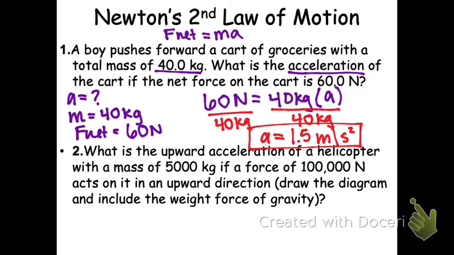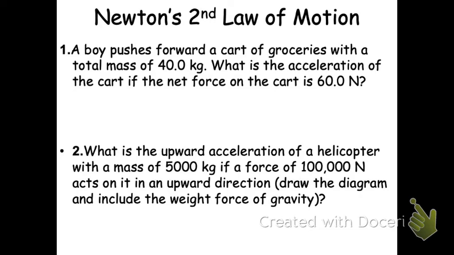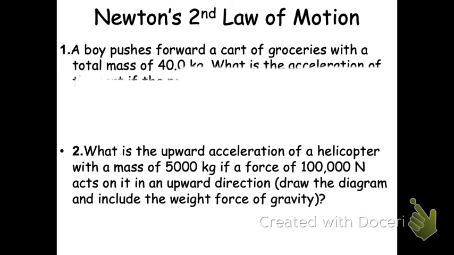What's the upward acceleration of a helicopter with a mass of 5,000 kilograms if the force of 100,000 newtons acts upward on it? Draw the diagram and include the weight force of gravity. So let's look at what happens here. All right, I'm going to clean this off, give myself a little more room here.